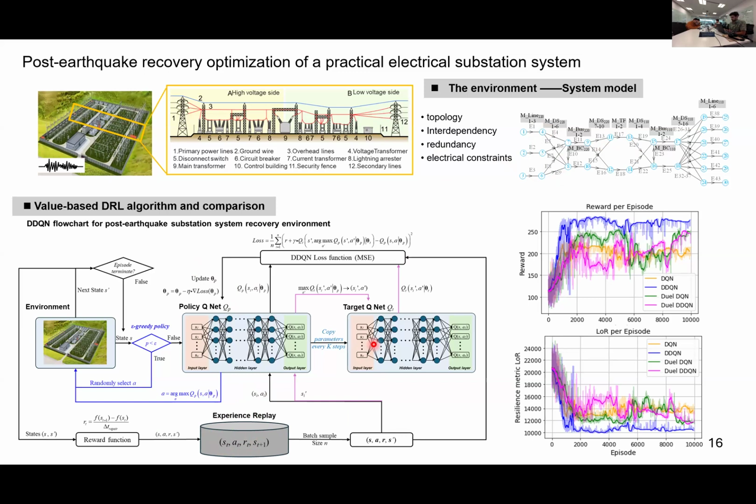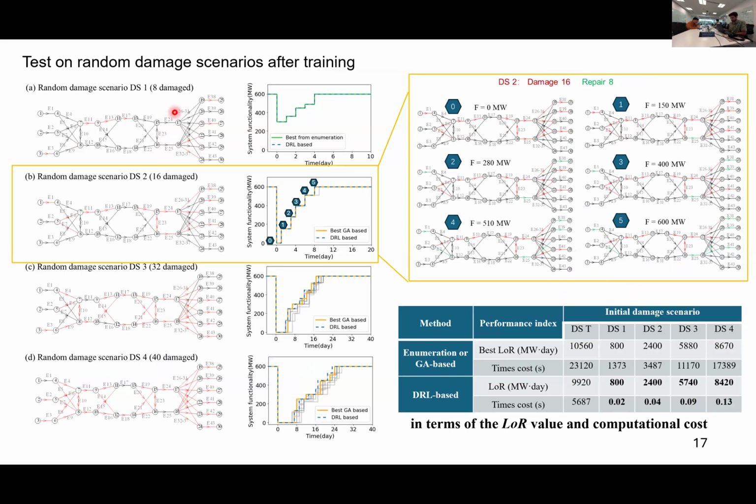maximize the resilience goal. And in our study, particularly, we compare 4 reinforcement learning architectures. And we found that double DQN can perform best during the training. So this model will be directly applied for future application. And we first test on some random damage scenarios with different damage levels, as shown here with 8 damaged components, 16, 32, and 40 damaged components.